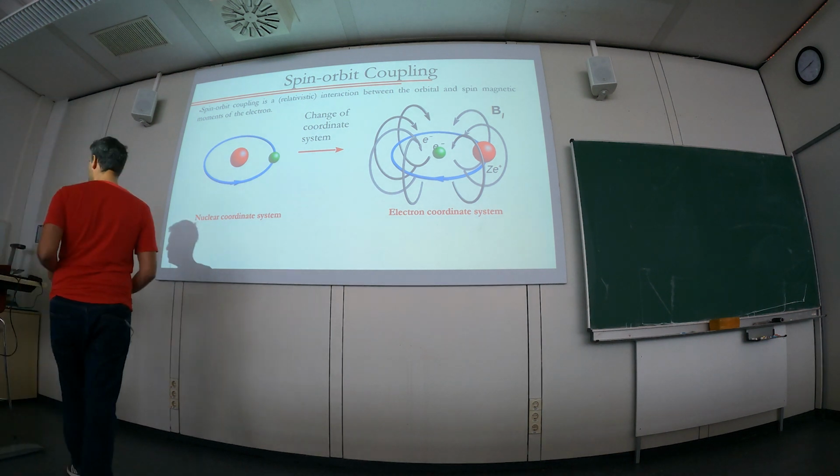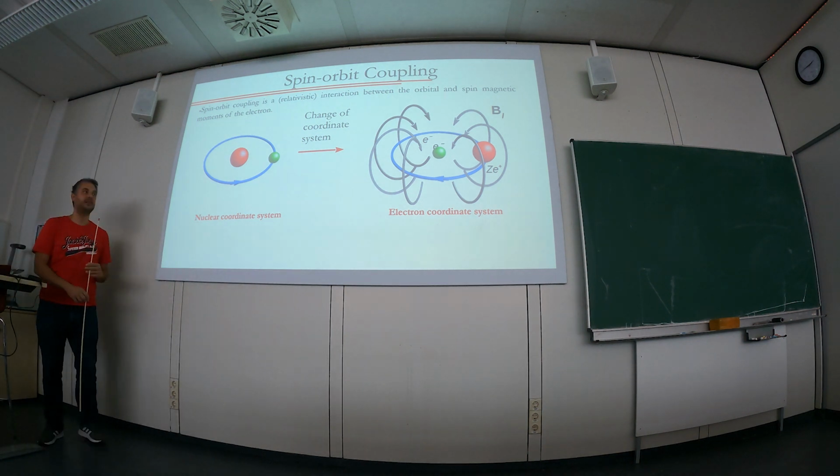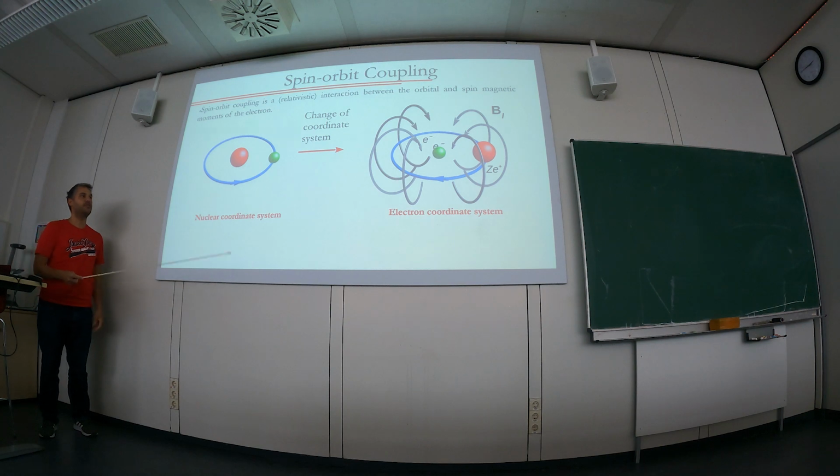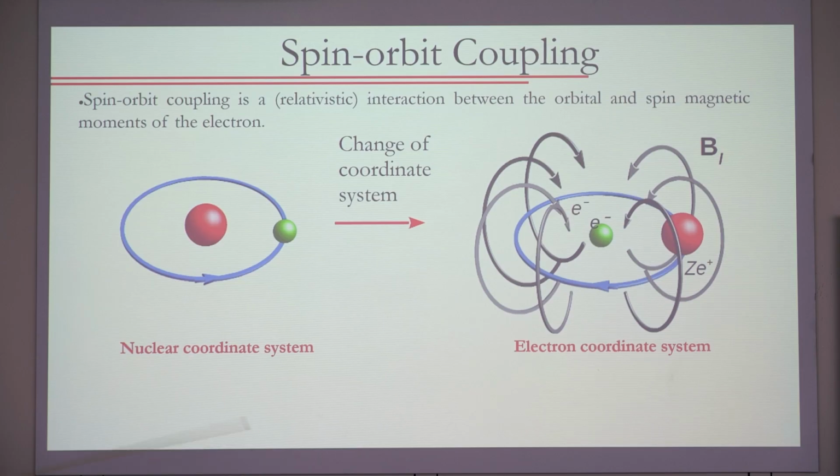So I talked about G factor anisotropy, but I didn't say why. The reason for G factor anisotropy is the spin orbit coupling. Everybody has seen spin orbit coupling in some subject. Not everybody.